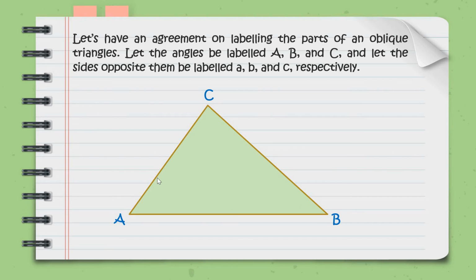So we have here angle A. The opposite side of angle A is here, so this is side a. The opposite side of angle B is this side, so this is side b. And the opposite side of angle C is this side, so this is side c.